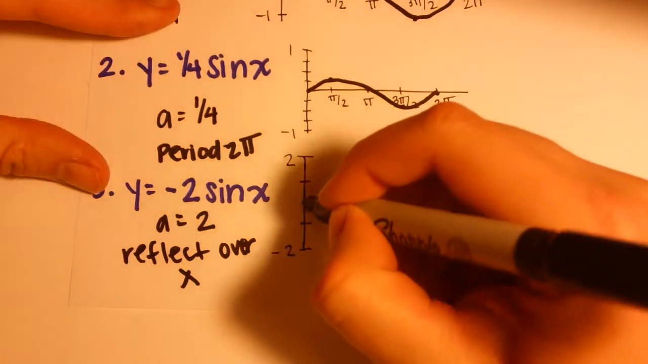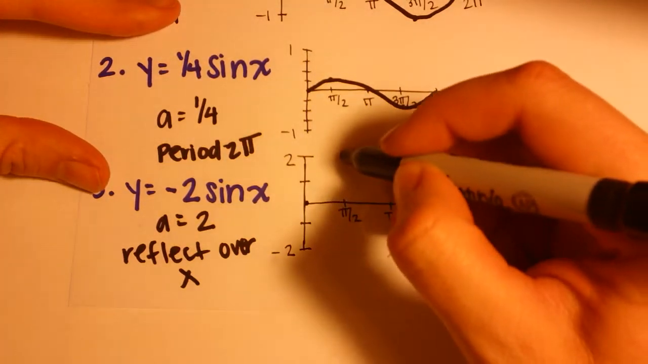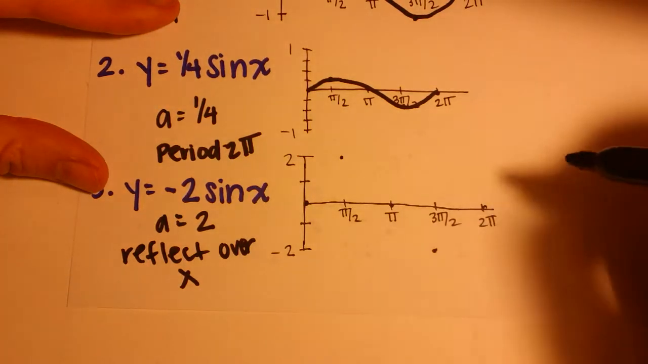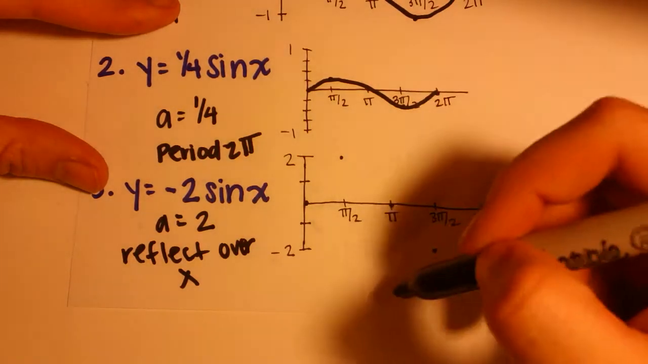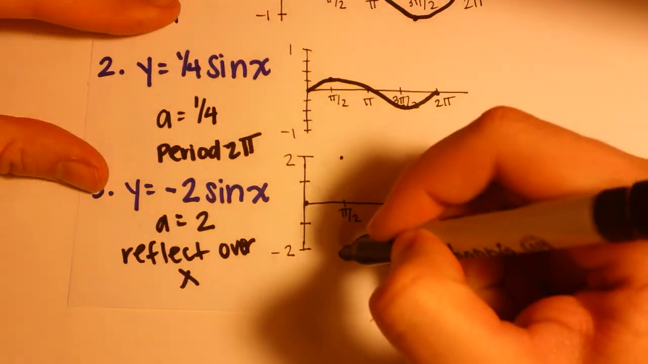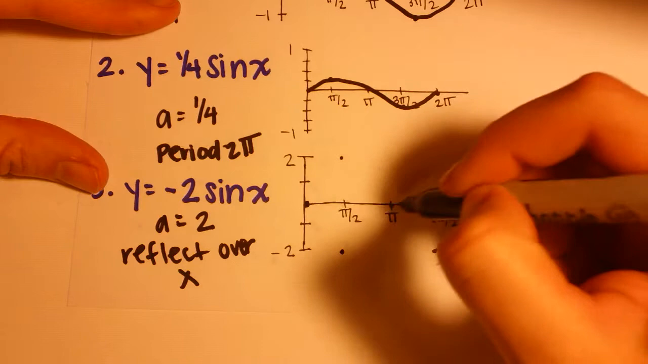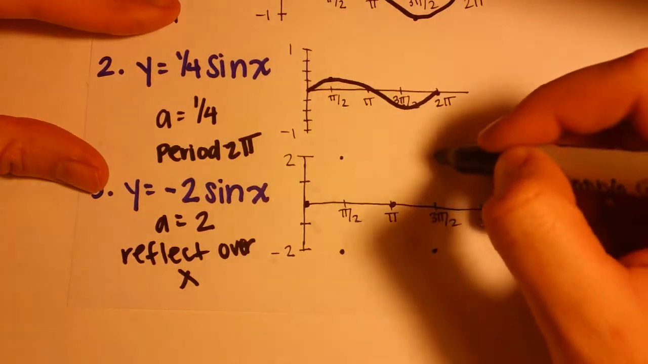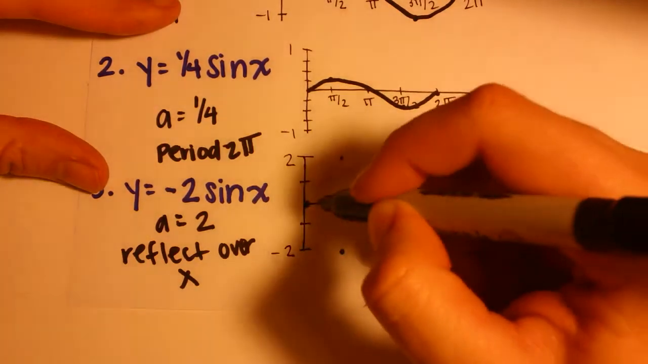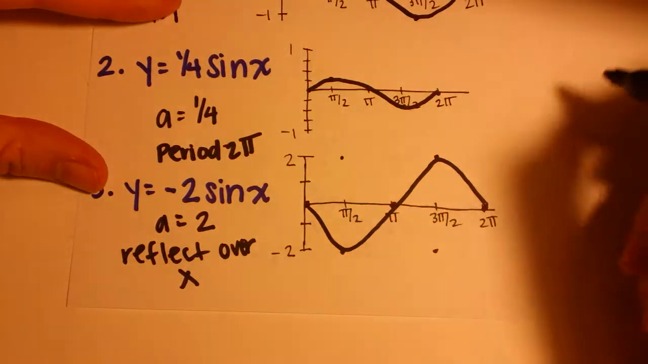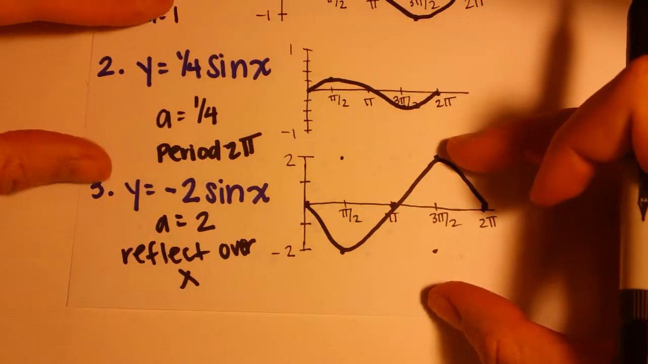So we'll start here. Normally we would go up to 2, down to pi, down to negative 2, and up to here. But since we're reflecting over x, this point stays the same, reflect this point, stays the same, reflect this point, and this point will stay the same. So we'll trace our function, and now we see our graph is vertically stretched.